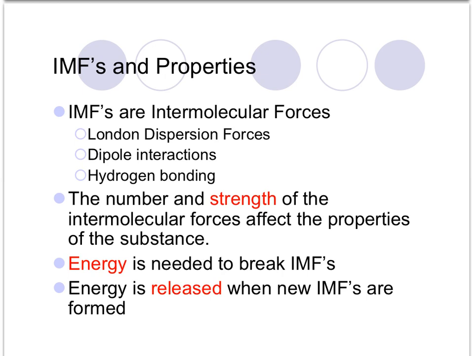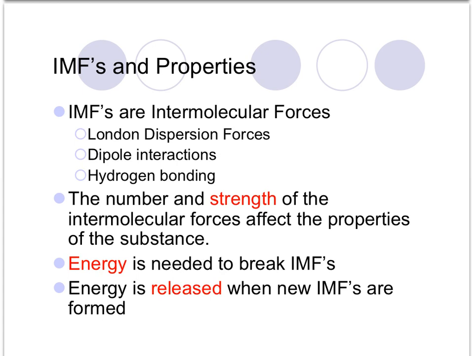Dipole-dipole forces occur between polar molecules. They have very strong forces of attraction. And then there's hydrogen bonding, which has the strongest forms of attraction, and they only occur in polar molecules that have a hydrogen bonded to fluorine, oxygen, or nitrogen. The number and strength of intermolecular forces will affect the properties of a substance.